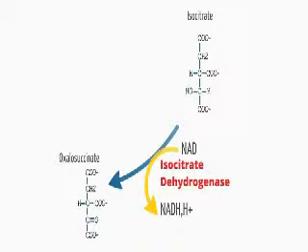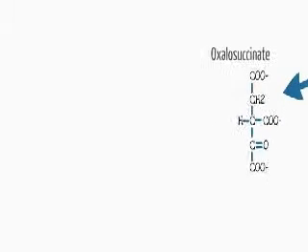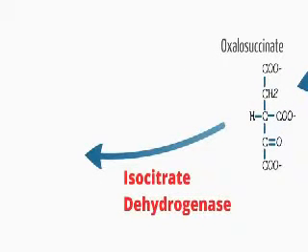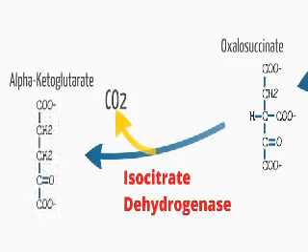This step also produces the first carbon dioxide of the cycle. The production of NADH is very important because the loading of these hydrogen carriers will act as our drivers of energy production in the electron transport chain. Now, the second step in this irreversible reaction is the conversion of oxalosuccinate to alpha-ketoglutarate. Oxalosuccinate is acted on by isocitrate dehydrogenase to be converted to the alpha-ketoglutarate. One molecule of carbon dioxide is produced.